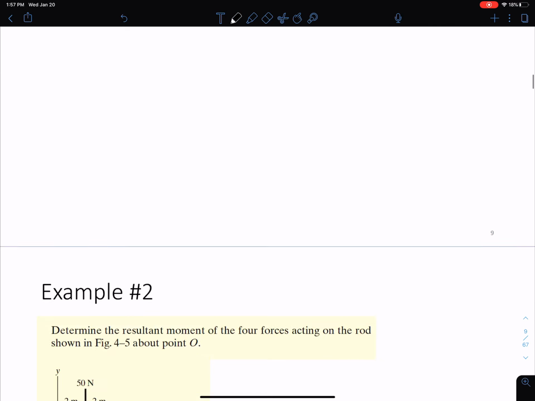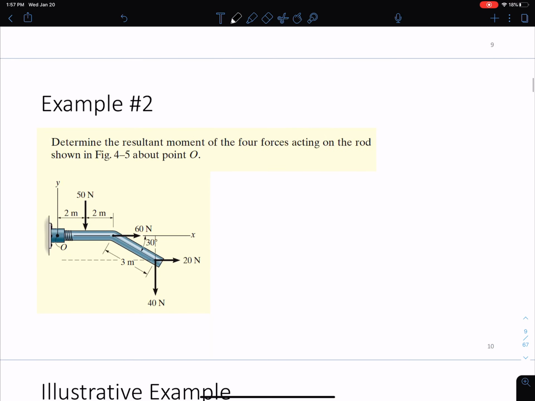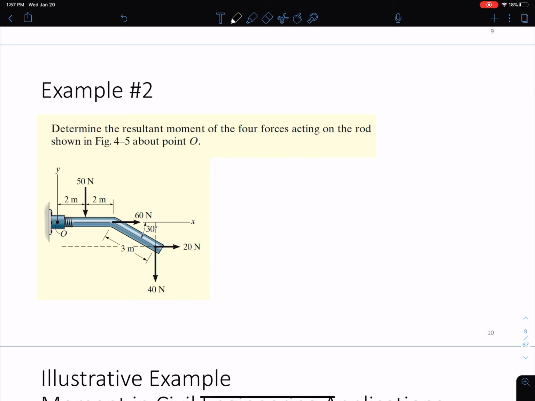So let's continue here. Hopefully these moment calculations make a little bit more sense and we can jump into example 2. So the first thing we're going to do, we want to determine the resultant moment of the 4 forces acting on the rod. So what we want to do here is, remember, we want to sum all of the forces times the distances to get the moments here. We want to use this equation, sum of FD. We want to sum all the forces, and this will give us that resultant moment about point O.